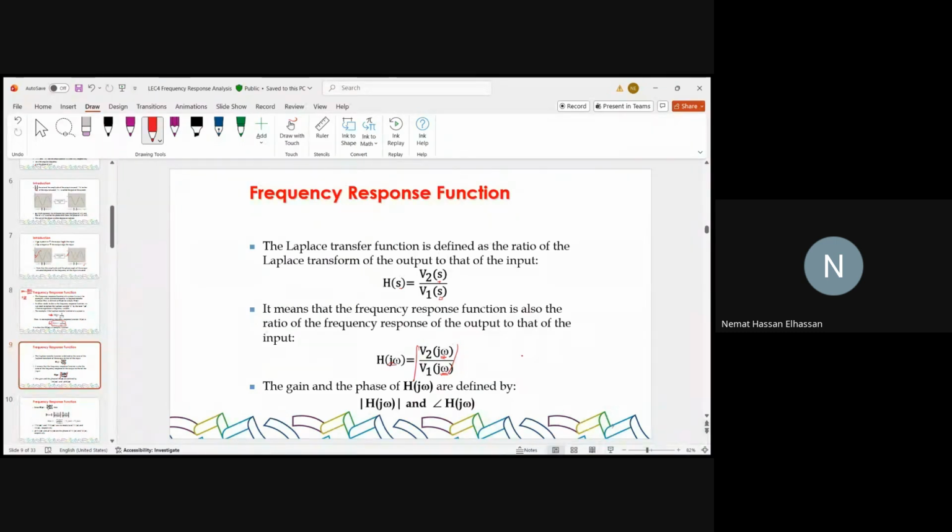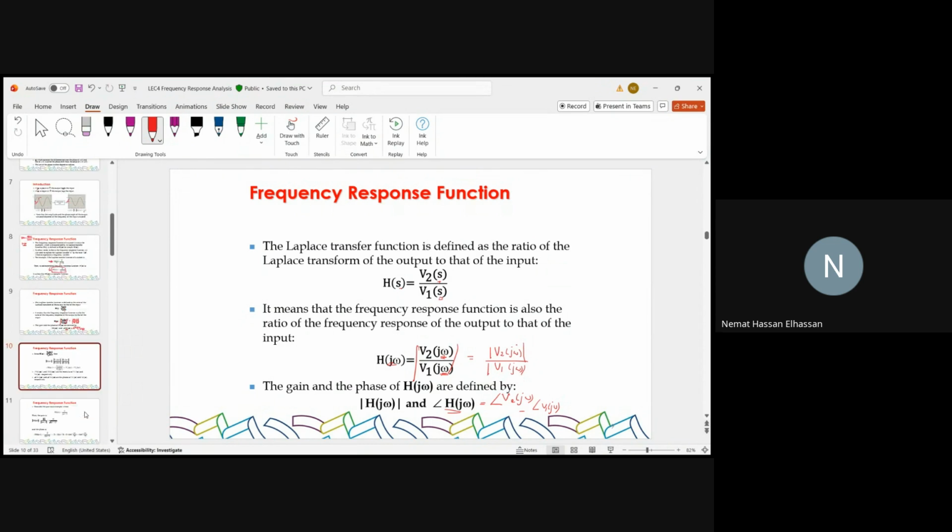And the phase shift will be the phase shift of v2 over v1, sorry. Let me rewrite it here. So the phase of H of j omega is equal to the phase of V2 of j omega minus the phase of V1 of j omega. So you'll just subtract phase shifts to get the overall system phase. And to get the gain, all you have to do is evaluate the gain of V2 of j omega divided by the gain of V1 of j omega.